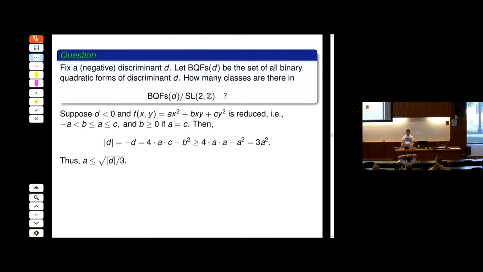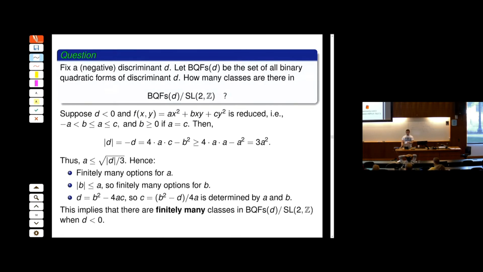That tells you that A is less than or equal to the square root of D over 3, and that limits the options for A. So that gives you only finitely many options for the value of A, and B is sandwiched between minus A and A, so the absolute value of B is less than or equal to A. There are finitely many options for B, and C is actually determined by A and B.